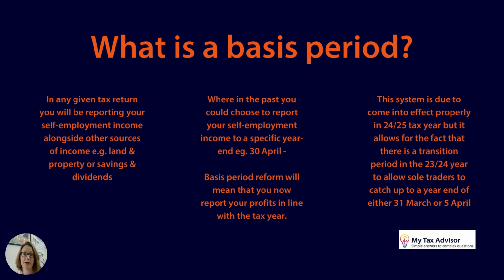So, for example, if in the past you reported your income for the 12 months to the 30th of April every year, then your year which ends on the 30th of April 2023 is the one that falls into the 23-24 tax return. So that becomes the basis period that is taxed in the 23-24 tax return. That is your self-employed year of accounts that go into the 23-24 tax return.